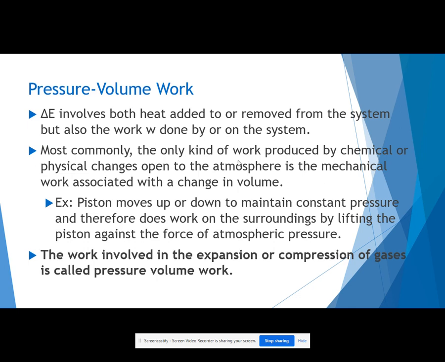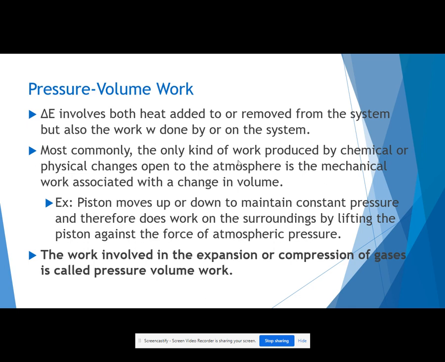There's not a lot you need to write down here, so don't worry about this. It's just some more information on that pressure-volume part of the equation, because pressure and volume can do work. So delta E involves both heat added or removed from a system, but also work done by or on the system. Most commonly, the only kind of work produced by chemical or physical changes open to the atmosphere is mechanical work, and usually we associate this with a change in volume, which is why we include volume as part of this equation. A good example of this is a piston that can move up and down to maintain constant pressure, and therefore it does work on the surroundings by lifting the piston against the force of atmospheric pressure.